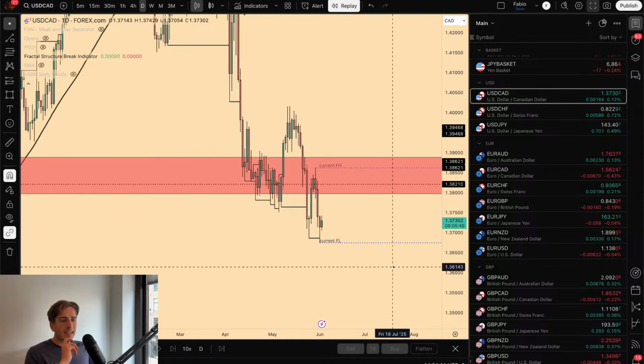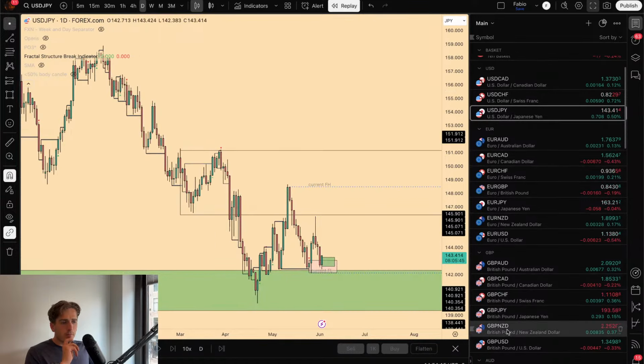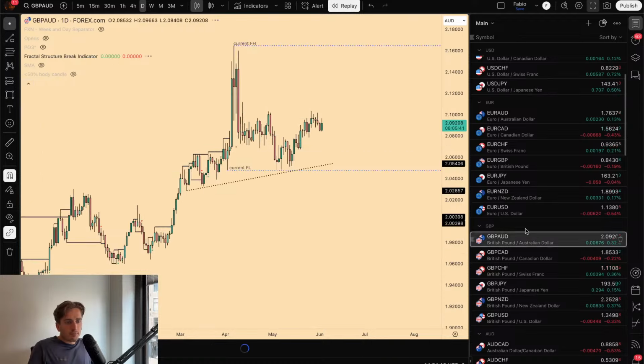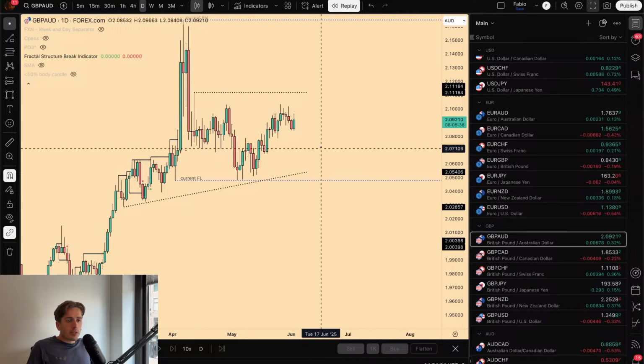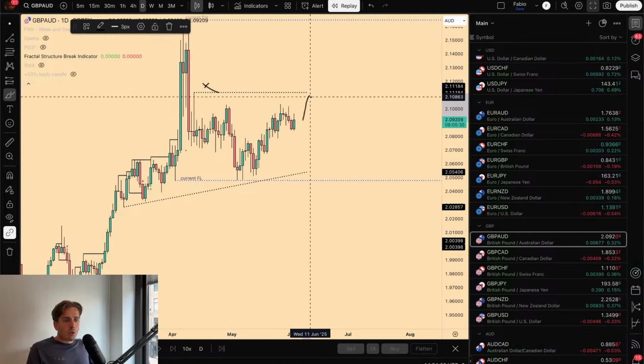USD CAD, I don't really see anything on that for now. USD Swiss and GBP Swiss, I think those are the main two pairs I'm looking at. For GA, I'm looking for some more upside. I want this to push towards this liquidity high over here. So looking for some more upside still.